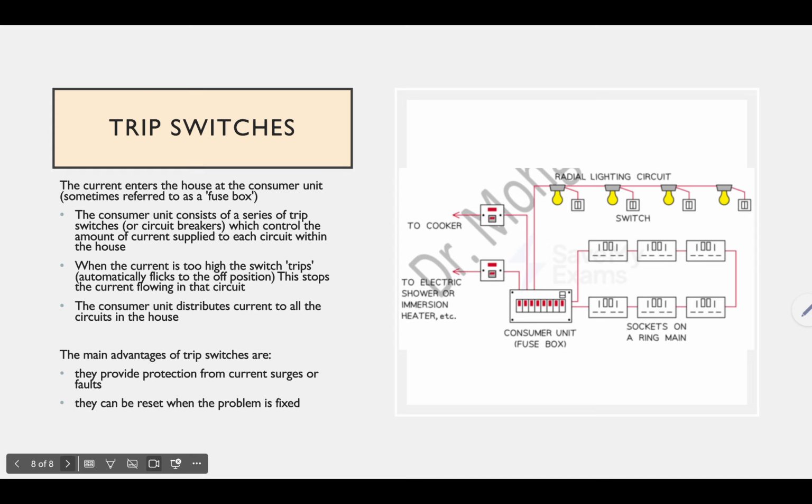The consumer unit distributes current to all the circuits in the house, and their advantage is that they provide protection from current surges or faults, and they can be reset when the problem is fixed.